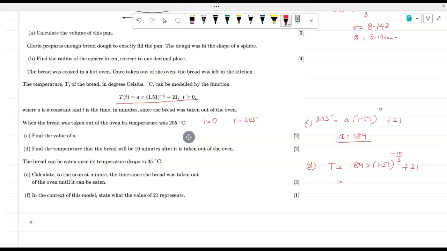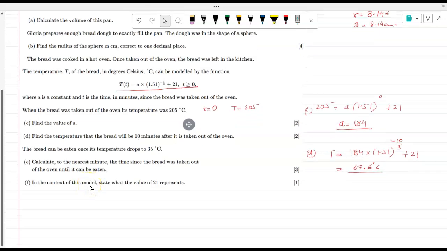7.583, so 67.6, 67.6 degrees Celsius. Then the bread can be eaten once its temperature drops to 35 degrees Celsius. Calculate to the nearest minute the time since the bread was taken out of the oven till it can be eaten.